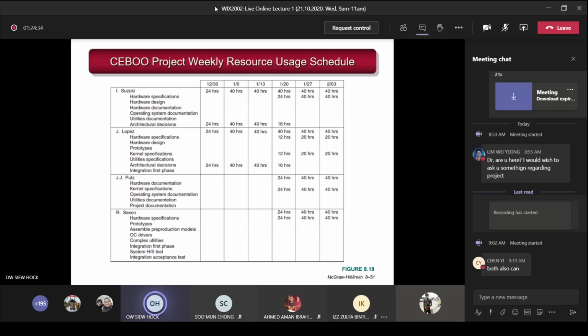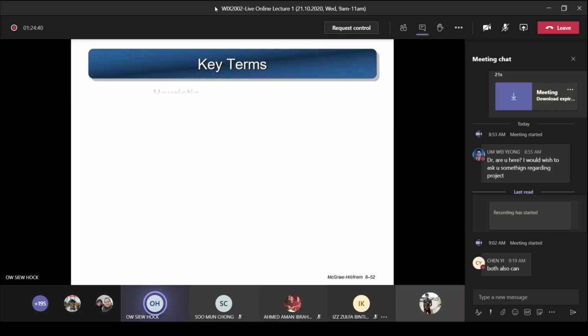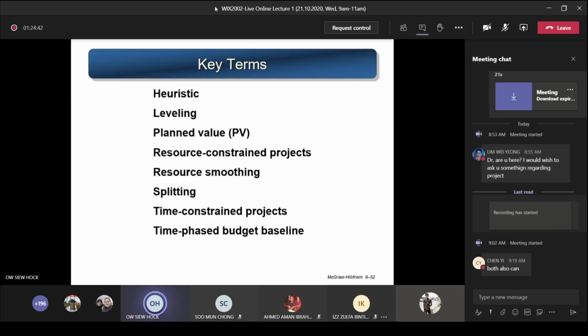So later you're going to learn earned value analysis, which is a very important technique in project management. Okay, so today that's all for resource constraint scheduling and time constraint, how you solve this time constraint problem and resource constraint problem. So these are some key terms here. Any questions so far?